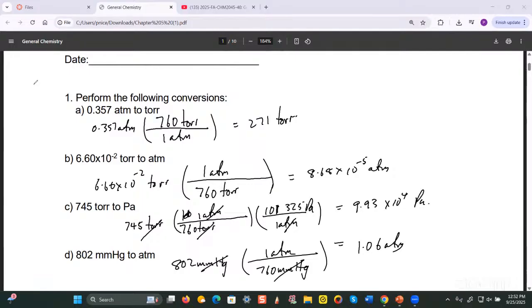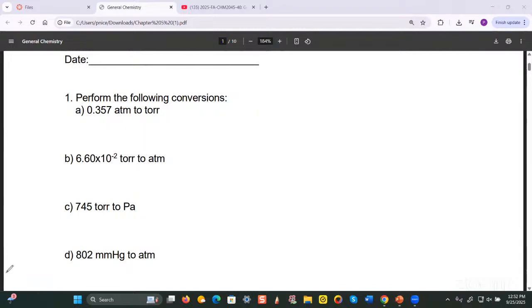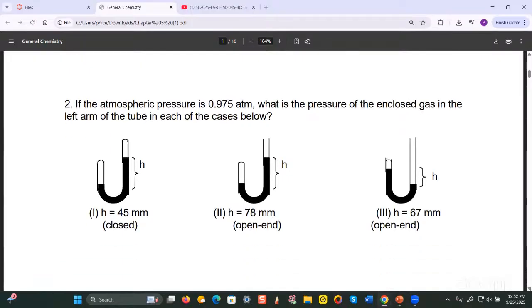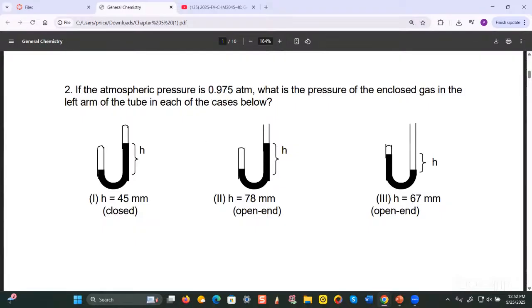All right, let me clear this. Let's scroll down. These are similar to some of the stuff that we just saw in the PowerPoint. Let's read the question and see what's happening here. It says, if the atmospheric pressure is 0.975 atmospheres, what is the pressure of the enclosed gas in the left arm of the tube in each of the cases below? Basically, you have a gas trapped in the left arm of the tube. So the gas is here in each case. The question is asking, what is the pressure of the gas that is trapped there?